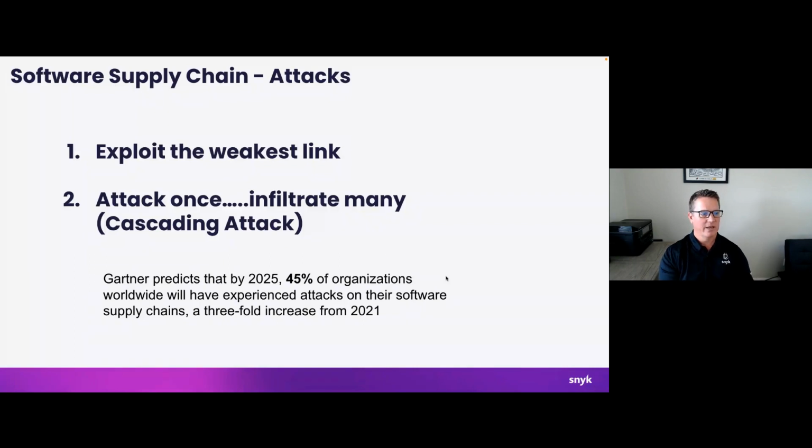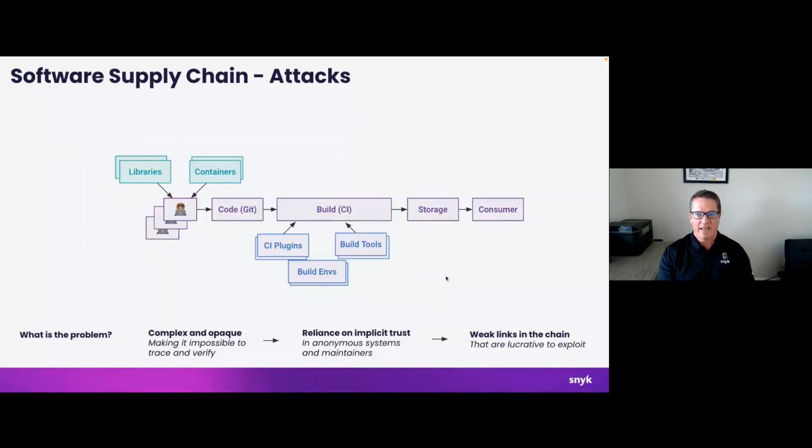With that in mind, Gartner also predicts that within just a couple of years, we're going to see a 3x increase in the number of supply chain attacks occurring, and 45% of organizations across the globe are going to have some sort of supply chain attack. With that said, let's look at some modern examples of where we're seeing that today.